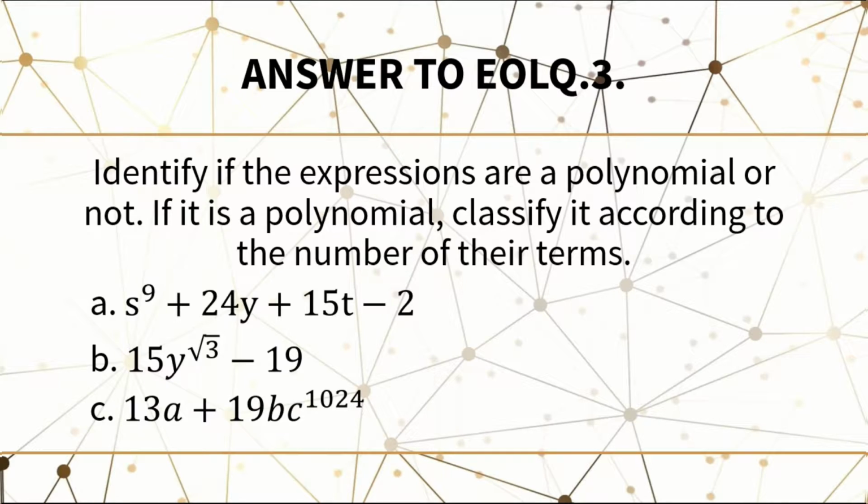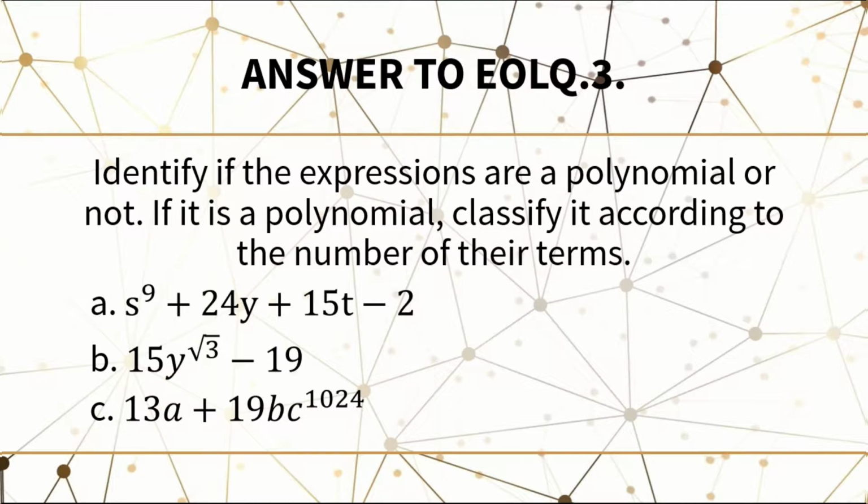So we have s raised to the 9 plus 24y plus 15t minus 2 sa unang expression. We have 15y raised to the square root of 3 minus 19 sa second expression. And 13a plus 19bc raised to 1024. So, ito yung ating mga sagot dito.